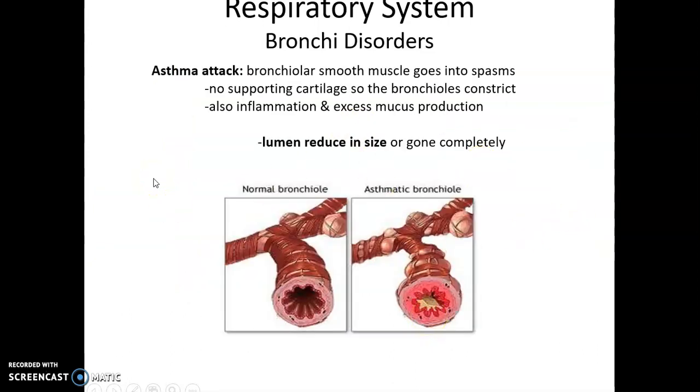Asthma attack. Asthma attack is a bronchial disorder. Basically, a few different things happen. One is the smooth muscle tissue in the bronchioles go into spasm and contract abnormally, reducing the airspace within the bronchioles. And because there is no cartilage to keep that open, you can even have the bronchioles completely close because of these spasms. In addition, there is often inflammation that develops within the bronchioles as well as excessive mucus production.